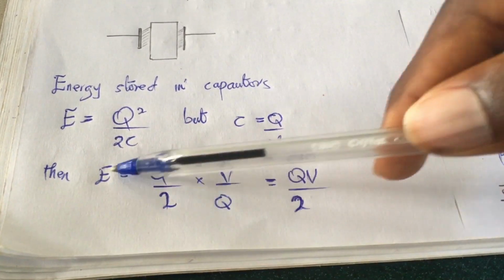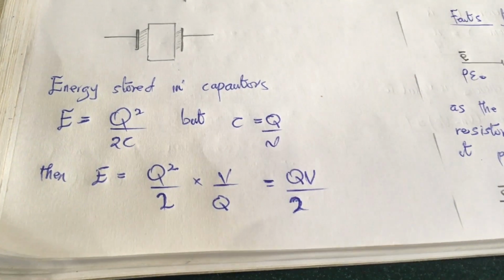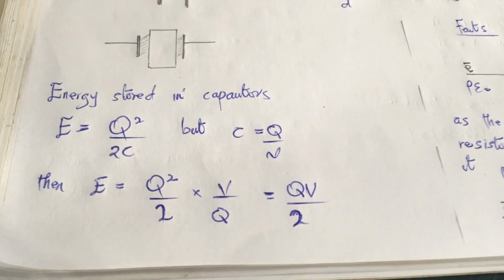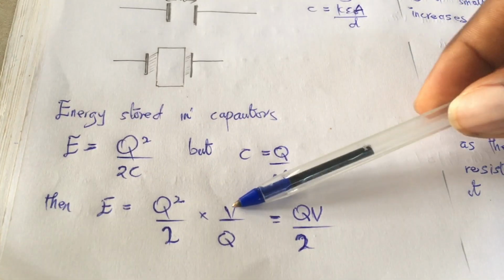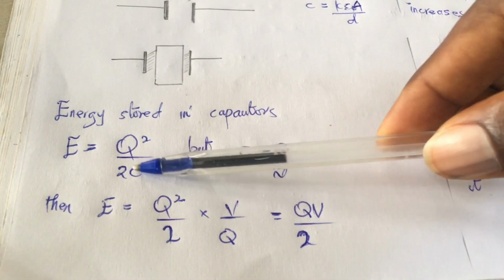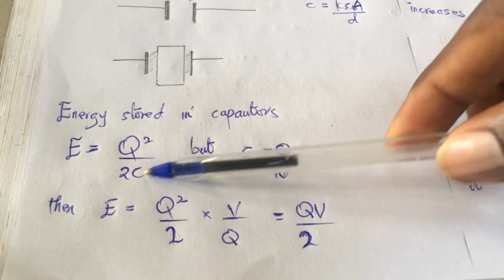So our E, another formula for what? Energy stored in the capacitor is equal to what? QV all over 2, or half QV. Okay, so this is the relationship between them. And from here, you could see that the capacitance depends on the what?